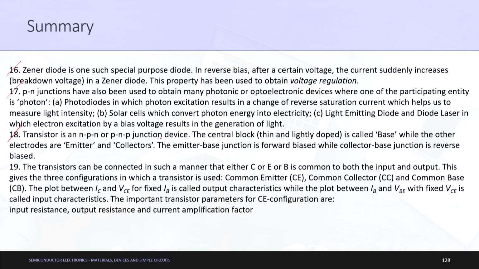Please remember this, it is very important. The emitter base junction is forward biased, while the collector base junction is reverse biased. The transistors can be connected in such a manner that either C or E or B is common to both the input and output.